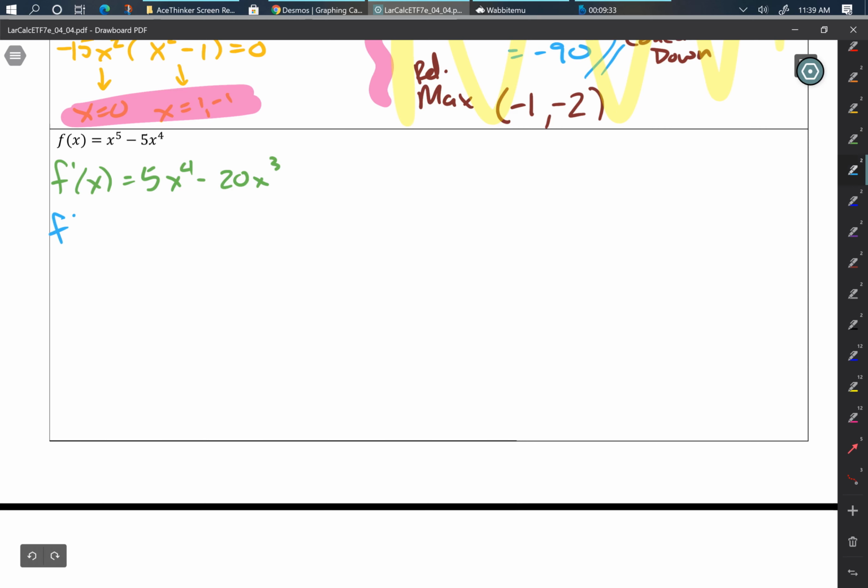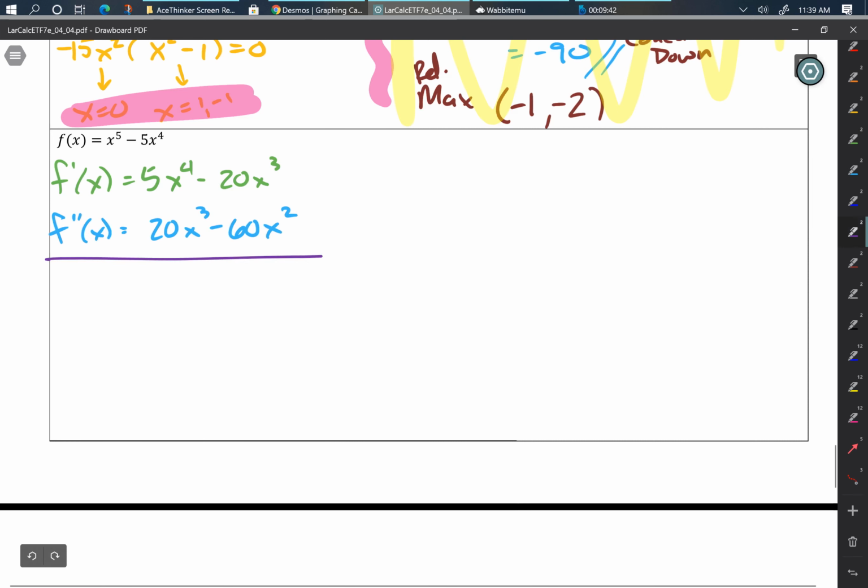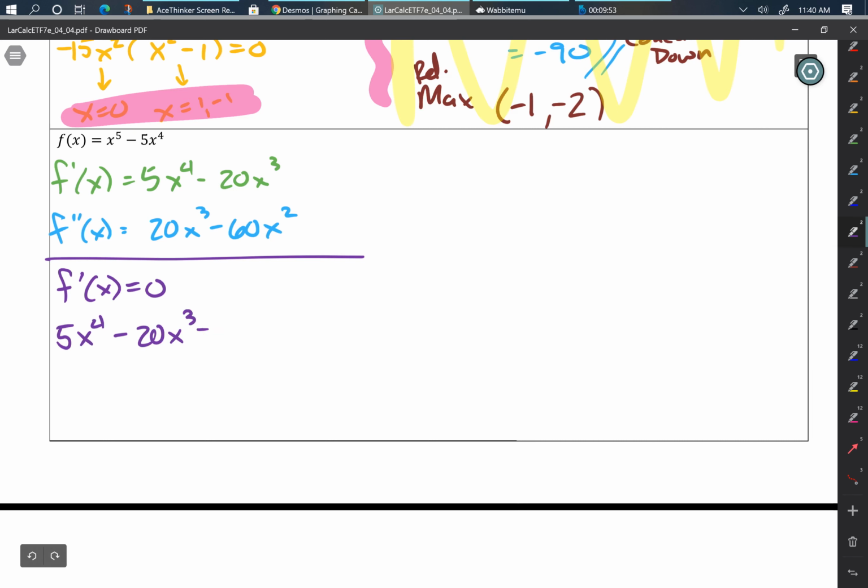F double prime, the second derivative, is 20x cubed minus 60x squared. I need my candidate points. I need to know when the first derivative, that is f prime of x, is equal to 0. So when is 5x to the 4th minus 20x cubed equal to 0?